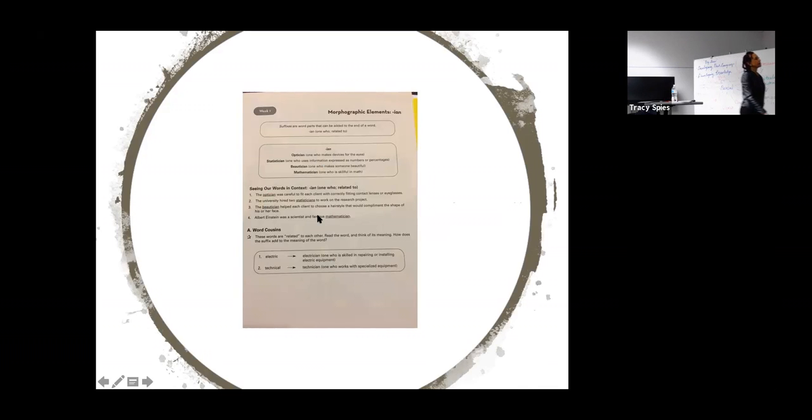Now, if I could read this, it says morphographic element. So we're looking here at the ending of shun, I-A-N. It says suffixes are word parts that can be added to the end of a word. And it gives examples, shun, I-A-N, I-O-N, one who, related to, okay. Then it gives some examples like an optician, a statistician, a beautician, and a mathematician. I think the word optician was part of their vocabulary.